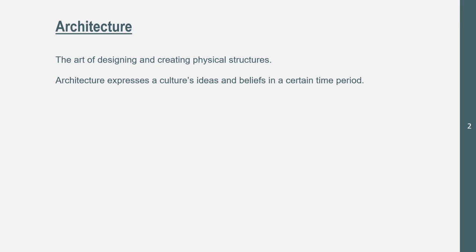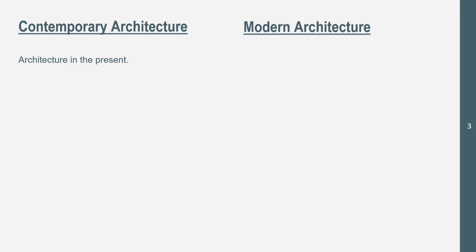Architecture expresses the cultural norm for a culture. So let's say a culture always uses wood or straw to build something. Then we can see common wood architecture. Now let's get into two types of architecture. We have contemporary architecture and then modern architecture. There's also traditional architecture, but we're going to get into that for the next slide.